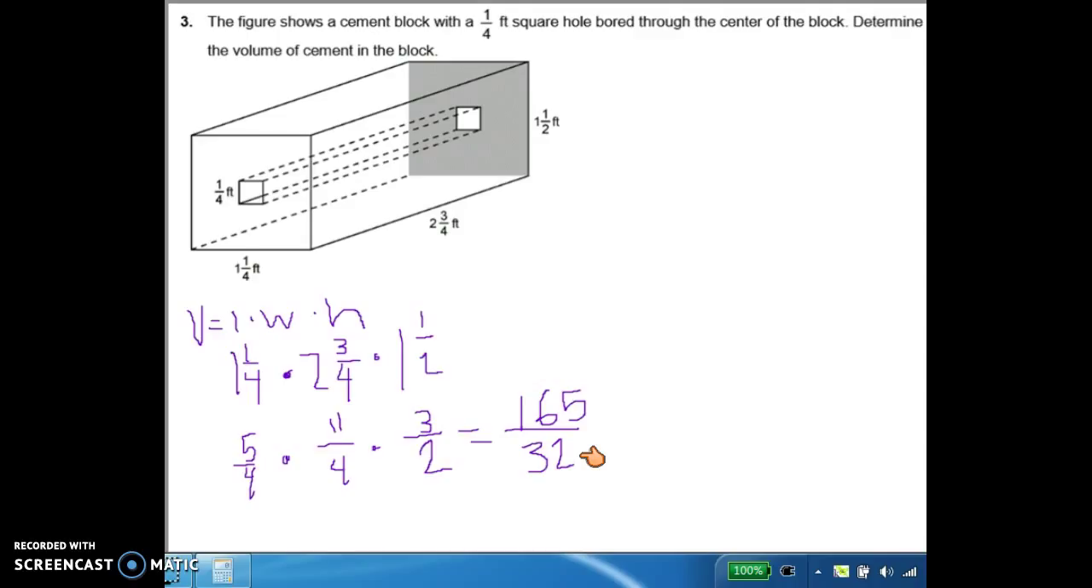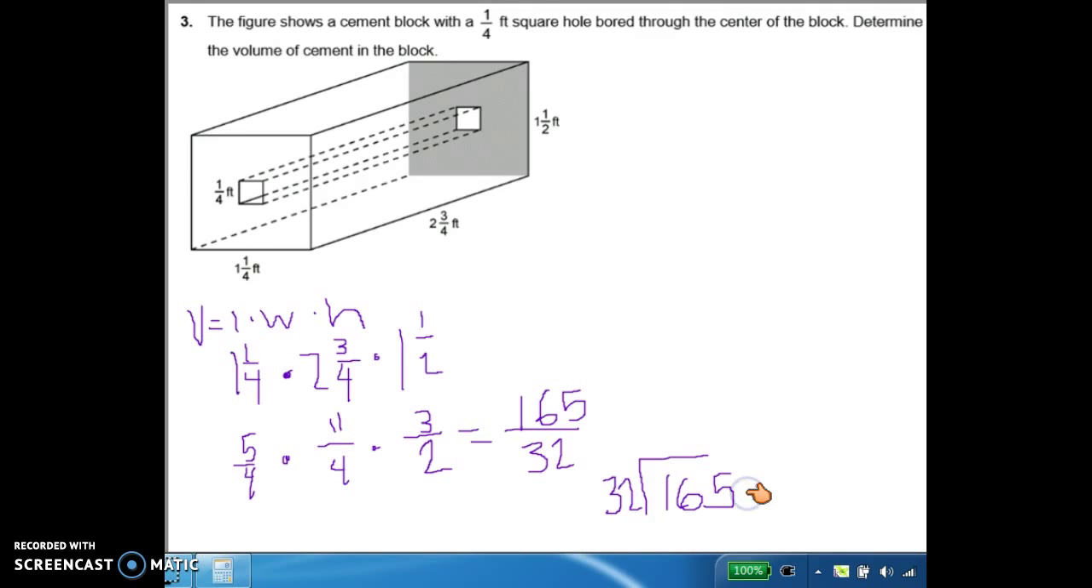You could wait to do that until you finish the whole problem, or you could do that now. Remembering that our next step is to find the volume of this center square hole and then take it away from this overall volume, I'm going to go ahead and turn this into a mixed number now, and then we'll be able to work with it a little bit easier. So if you remember, to turn an improper fraction into a mixed number, I think I said that backwards, you want to do a division like this.